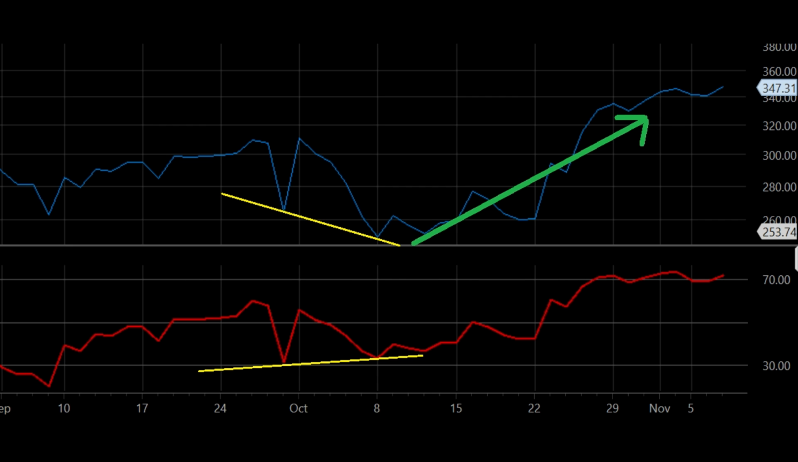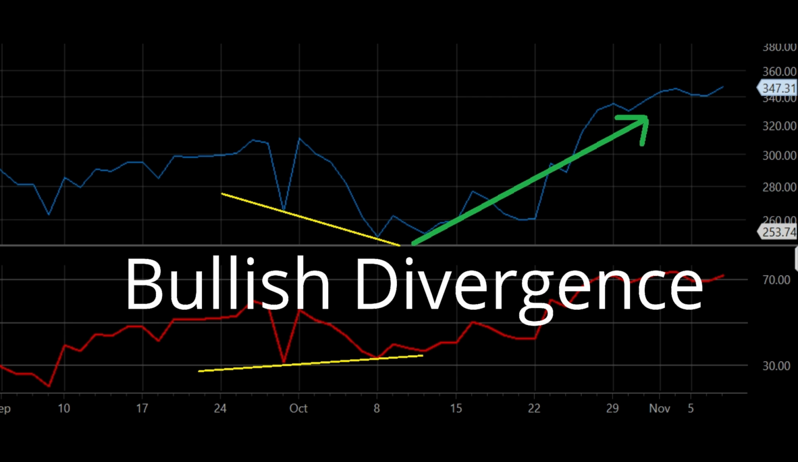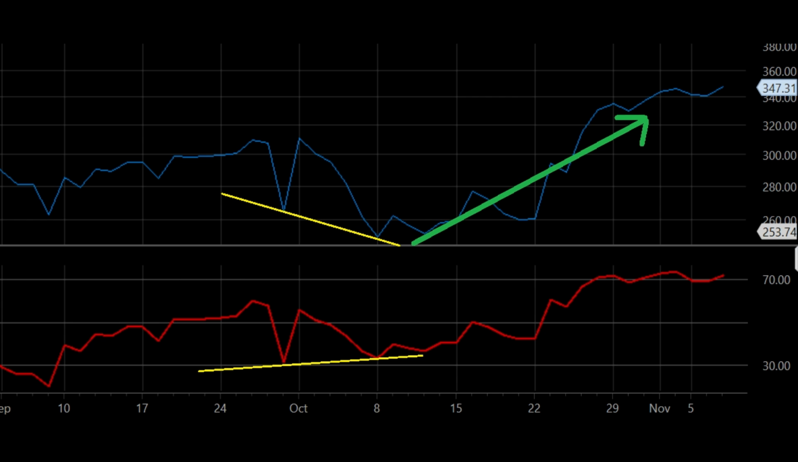As it actually did. That's a bullish divergence. It's a great way to know if a bearish trend is going to end, providing a great opportunity to get in before the stock price goes up.